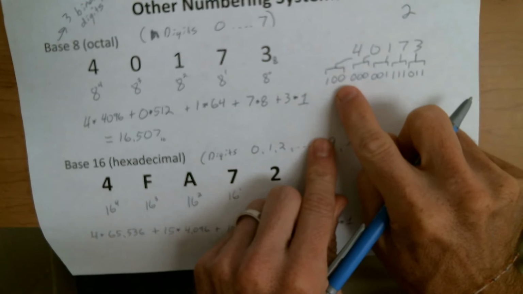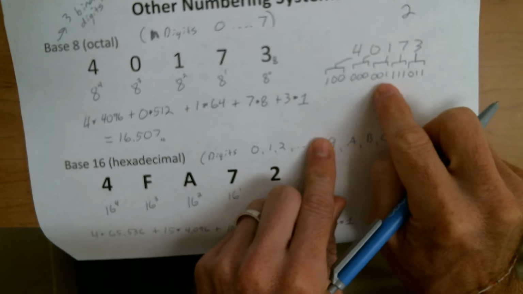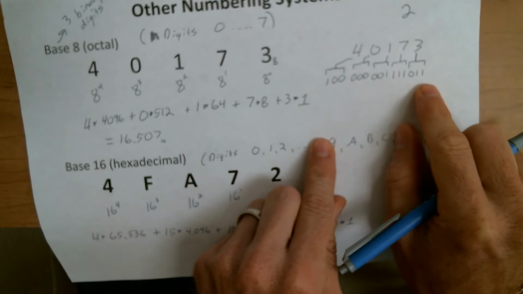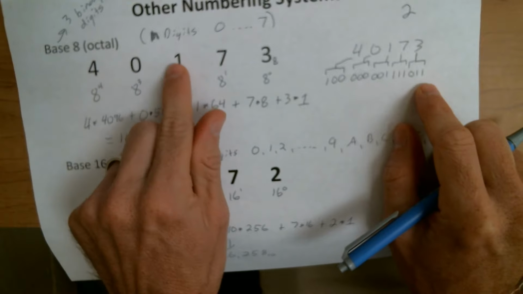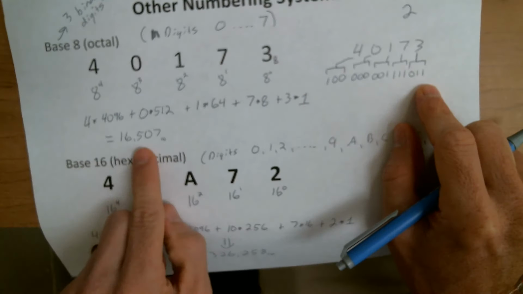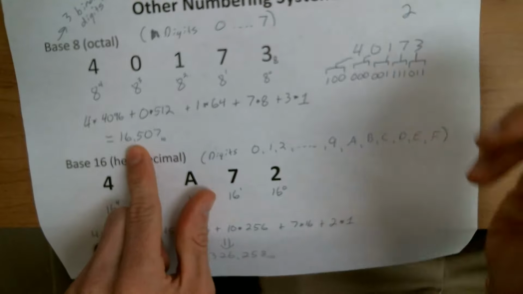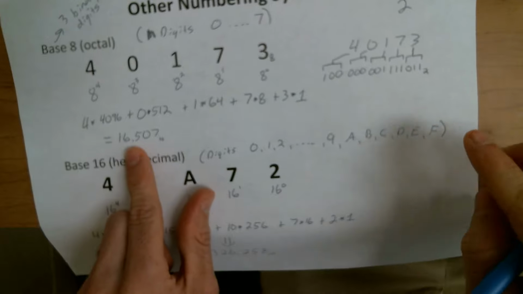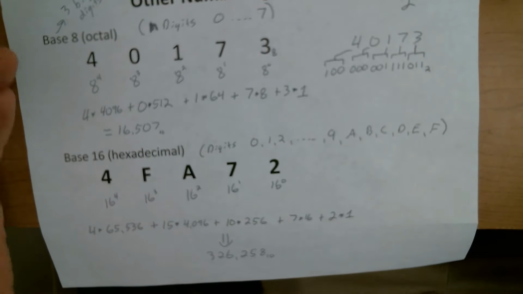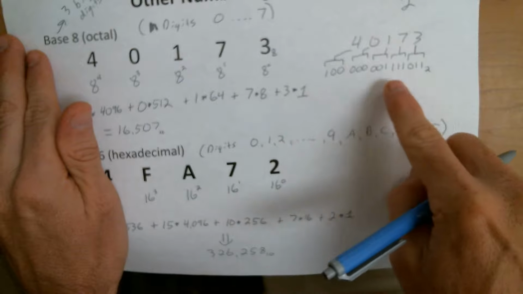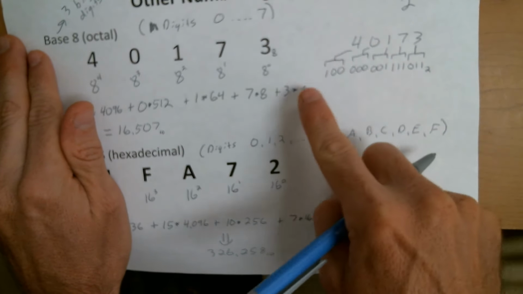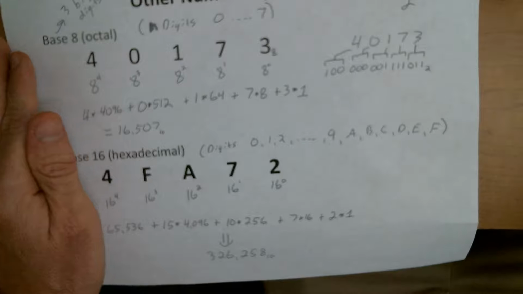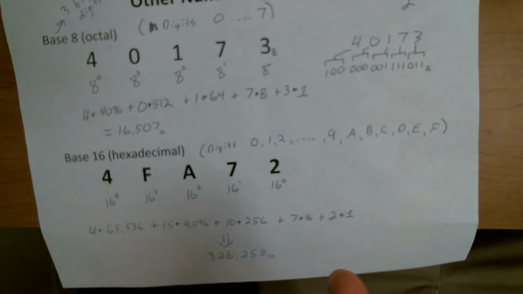So 1, 0, 0, 0, 0, 0, 0, 0, 1, 1, 1, 1, 0, 1, 1 is the same as 4, 0, 1, 7, 3, which is the same as 16,507. So it's very easy to go back and forth. And a lot of times we'll use base 8 and base 16 instead of writing out long strings of binary digits. It's easier to condense them down into base 8 or base 16, and then it's very easy to stretch them back out to binary if you so choose.